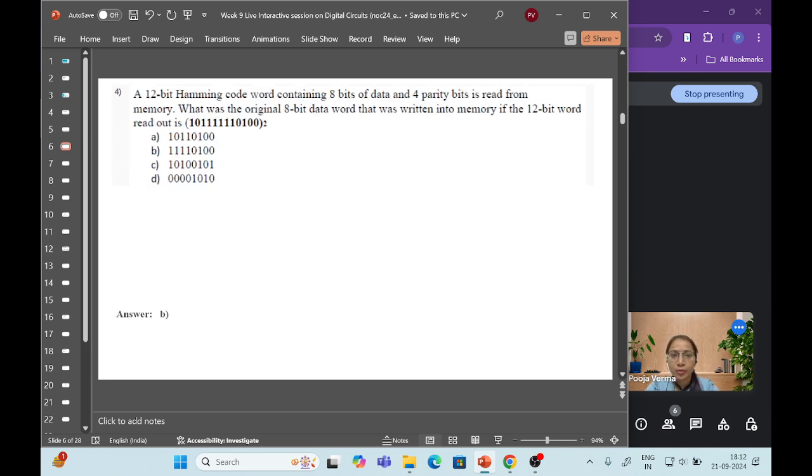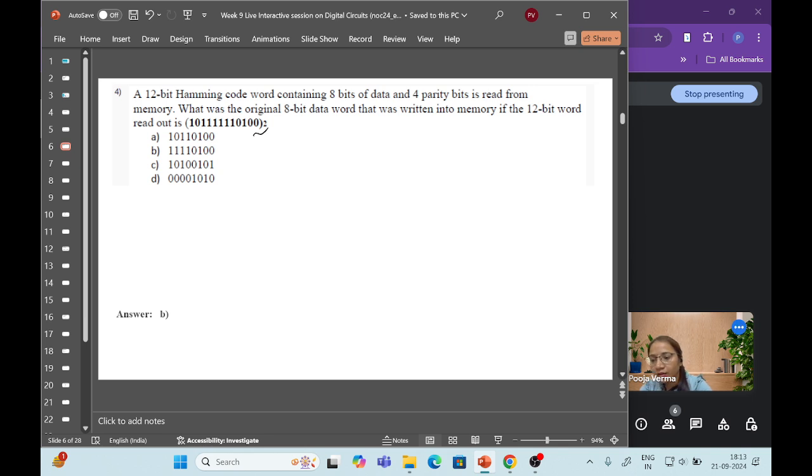Now the next one is a numerical question. A 12-bit Hamming code word containing 8 bits of data and 4 parity bits is read from memory. What was the original 8-bit data word that was written into memory? The 12-bit Hamming code read out is given here, and we need to find the original 8-bit data word. Here the 4 parity bits are also added.